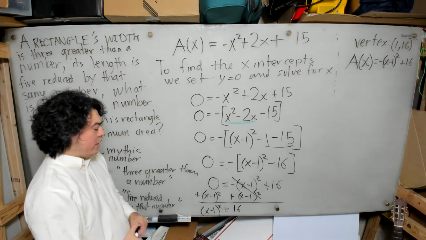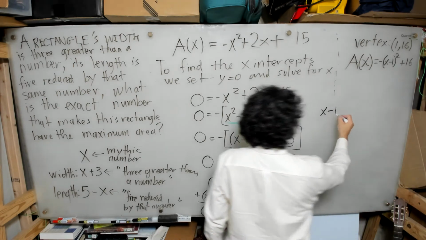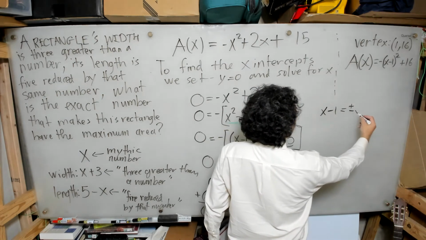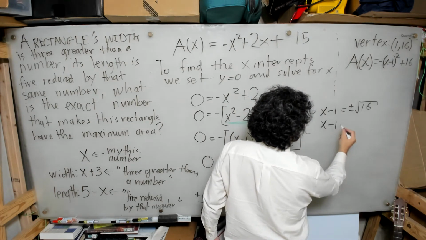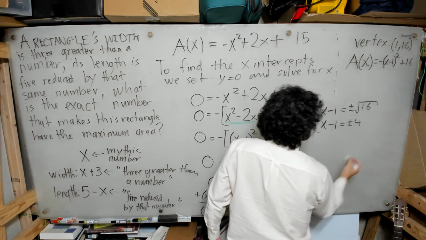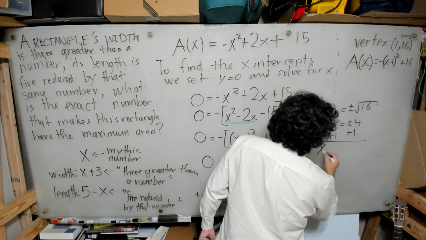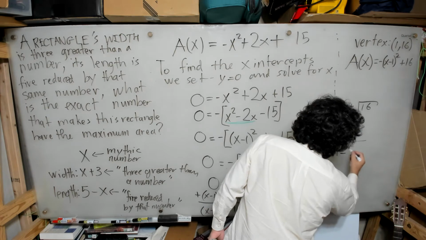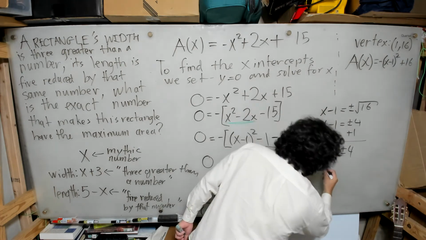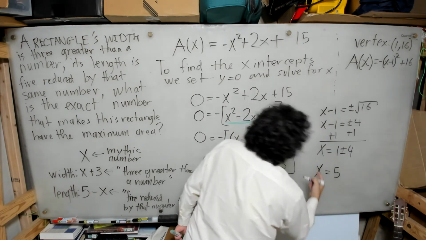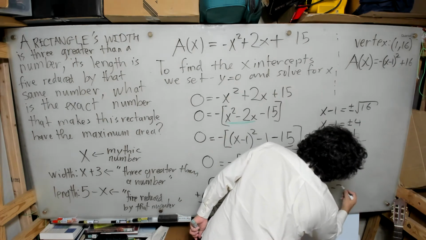Now I'm going to square root both sides here. So I'm going to have x minus 1 equals plus or minus the square root of 16. And what is that going to be? That's going to be x minus 1 equals plus or minus 4. Then I'm going to add this 1 to the other side, and I'm going to get x equals 1 plus or minus 4. So now I can get my two roots. When I take 1 plus 4, I'm going to get 5, so x equals 5. And when I take 1 minus 4, I'm going to get negative 3, so x equals negative 3.